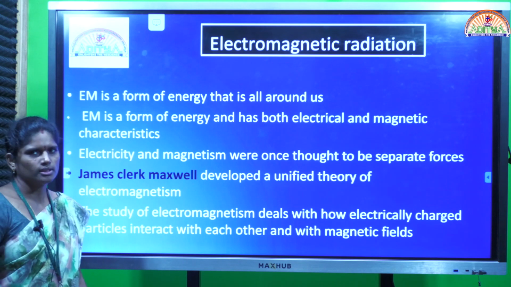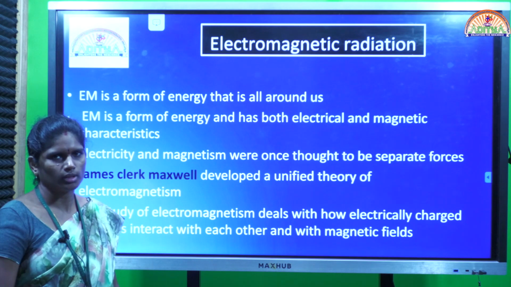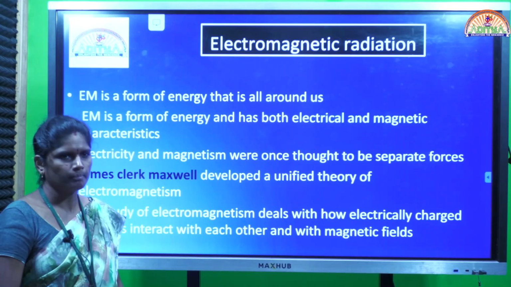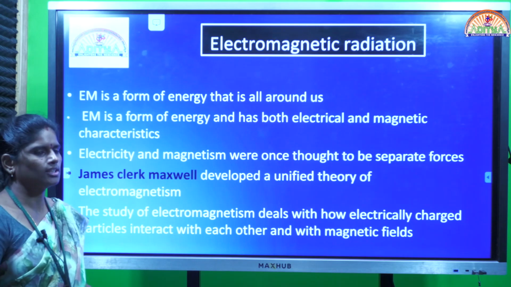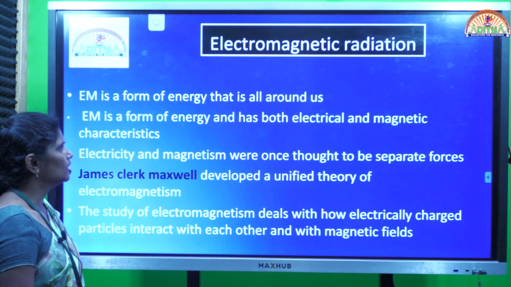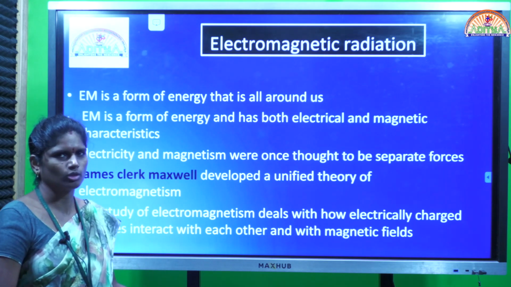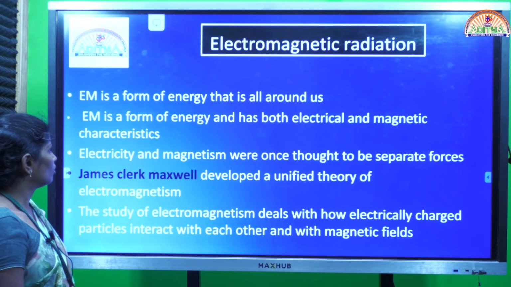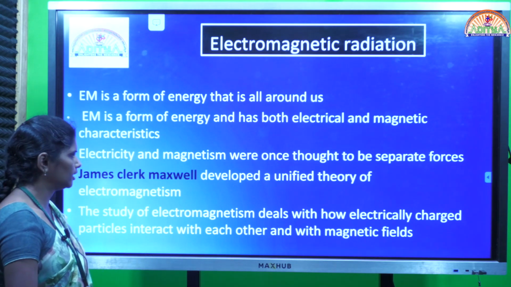And the most important thing is electromagnetic radiation. So electromagnetic radiation is the most important part of our spectroscopy, which is mainly interacting with the matter to obtain the final result. So this electromagnetic radiation is nothing but a form of energy which is normally present surrounding us. It is nothing but our light from the universe or from our surrounding atmosphere, and this EMR is a form of energy which is known to be composed of both electrical as well as magnetic components.